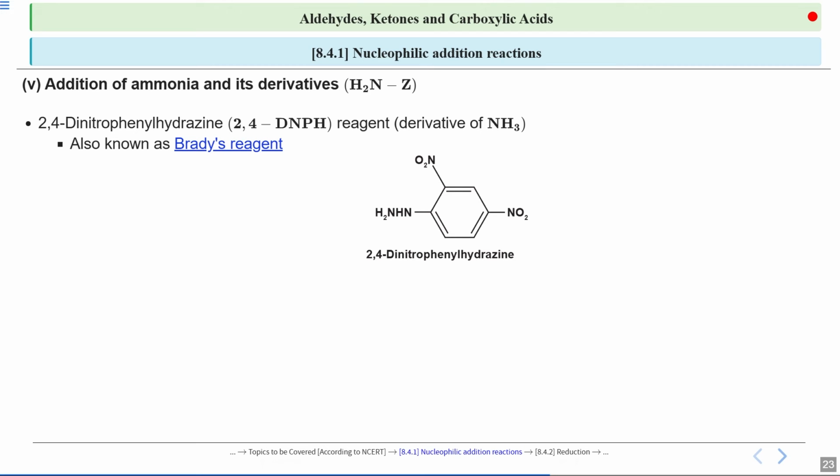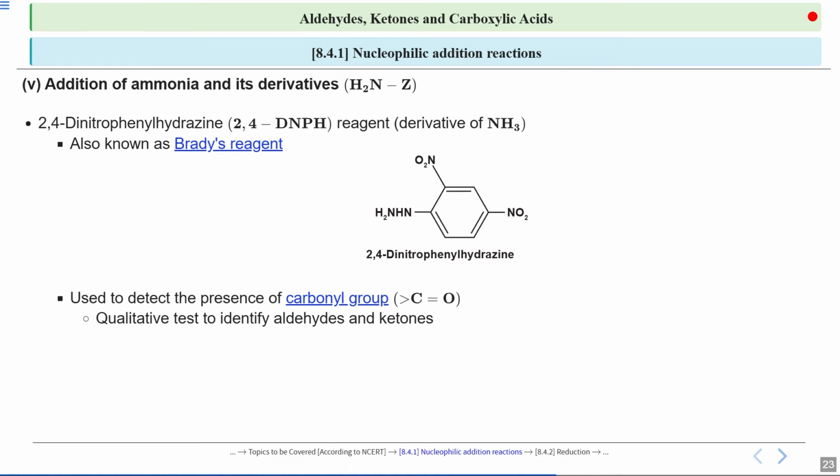If you look at this example, this is 2,4-dinitrophenylhydrazine. This is the hydrazine group, and 1, 2, 3, 4. On the second and fourth positions, we have a nitro group. So this is 2,4-dinitro. This is also known as Brady's reagent, so you need to remember this name. 2,4-DNPH is specifically used to detect carbonyl groups, which are characterized by a carbon double bonded to oxygen.